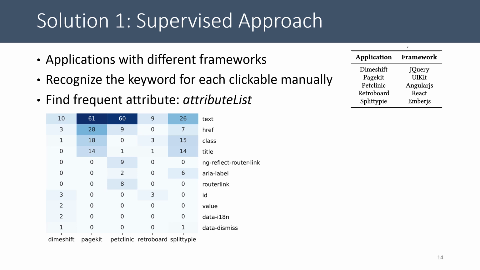We sort the frequent attributes as an attribute list. The attributes are shown on the right side of the heat map. We can see that text and href are the most frequent attributes, and we name finding keyword from sorted attributes as a heuristic rule.